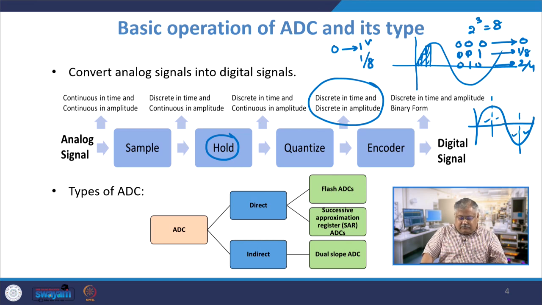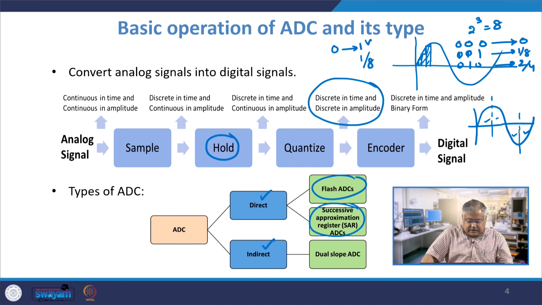So typically we have 2 types of ADCs available. One is the direct ADC and the other is the indirect ADC. One is the flash ADC, which is basically an example of a direct ADC, and we have the successive approximation ADC as well as the dual slope ADC.